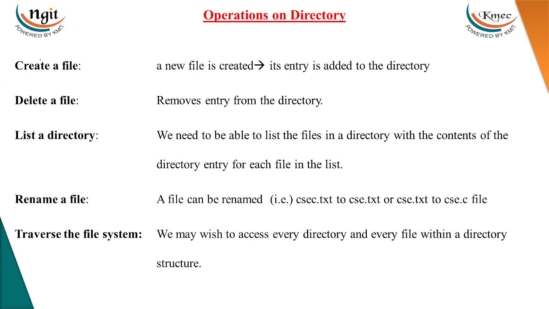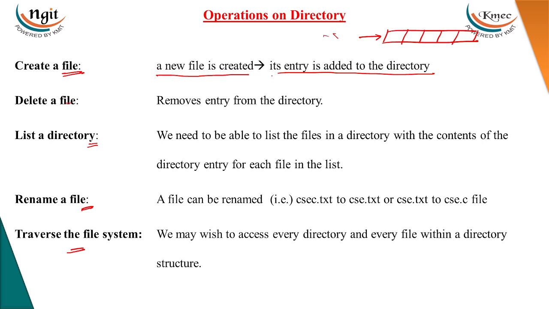These are the operations that can be performed on a directory: create a file, delete a file, list a directory, rename a file, and traverse the file system. If we create a file, a new file will be created and its entry must be added to the directory. That means a new row will be created, containing all the information regarding the file, such as file name, file identity, location, etc. When a file is deleted, its entry is deleted from the directory.